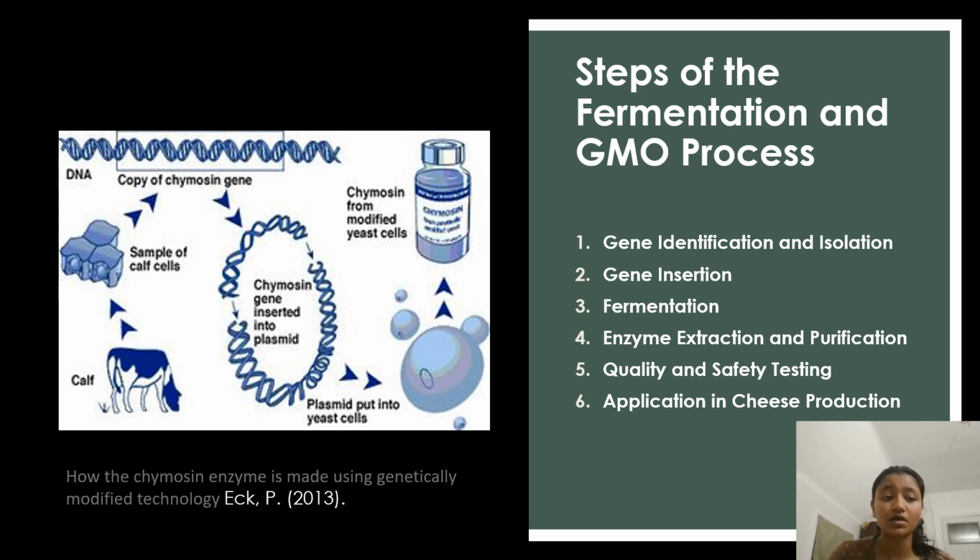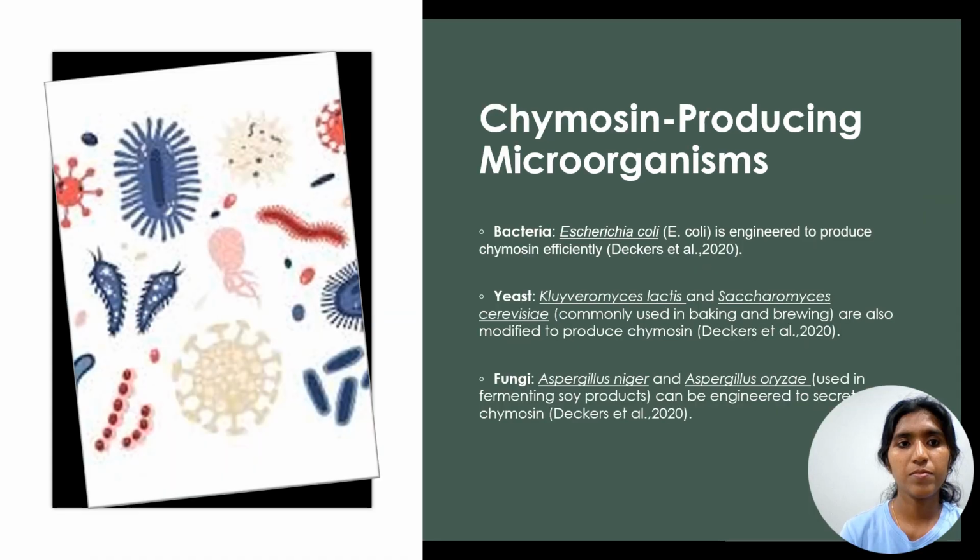So here, first we discussed the introduction about chymosin, and the second was its problem identification, the third was the biological solutions that we can take, and the fourth was the steps of the fermentation and GMO process. Thank you.